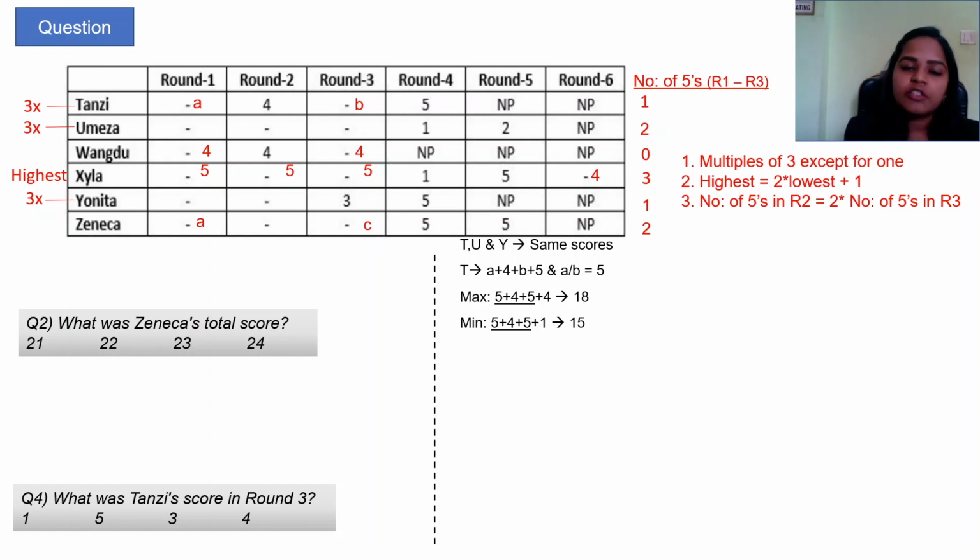And we also know that it should be a multiple of 3. So it can be either 15 or 18 and nothing in between. So let's look at U's score and see if we can get something more.